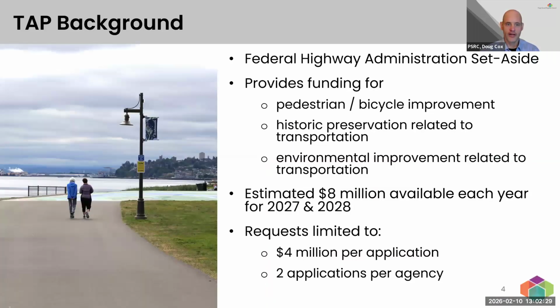And to start with our background, the Transportation Alternatives Program, TAP, is a federal funding program. It's actually 10% of the funds from the Surface Transportation Block Grant that are set aside specifically for funding pedestrian and bicycle projects, as well as projects to preserve historic transportation infrastructure and environmental improvements to the transportation system. This competition is awarding funds for fiscal years 2027 and 2028, and we're expecting about $8 million to be available to award for each of those 2 years.